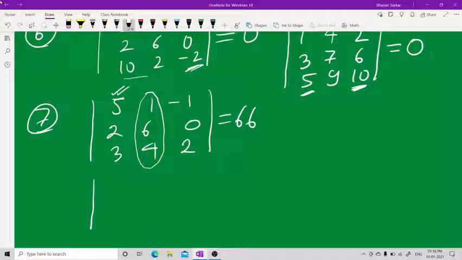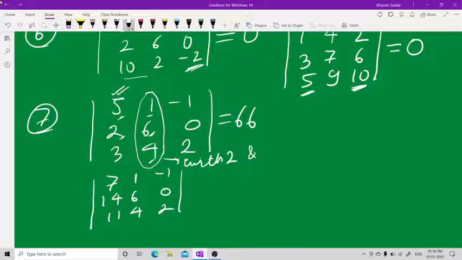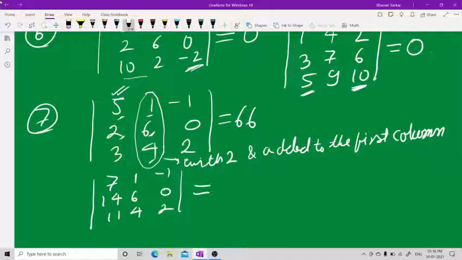That means 1 twos are 2, 2 plus 5 is 7. 6 twos are 12, and 2 is 14, and then 2 fours are 8 and 3 is 11. 1, 6, 4, minus 1, 0, 2. That means I have multiplied this column with 2 and added to the first column, but the answer still remains the same. This is what is meant by the seventh property.